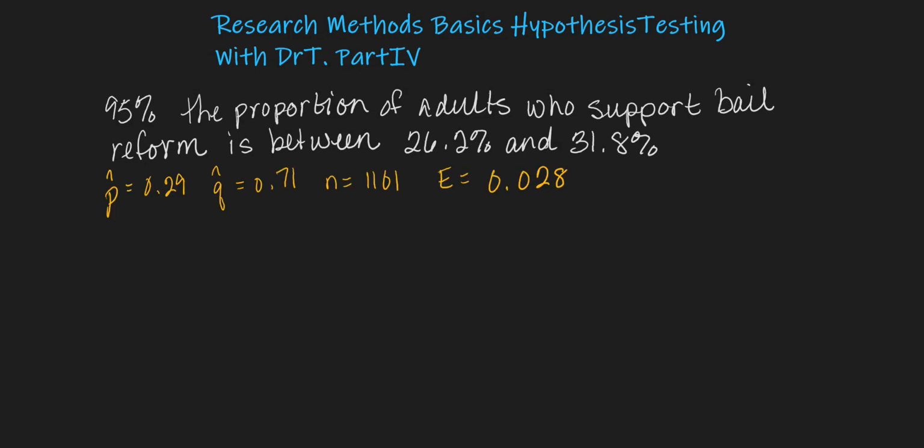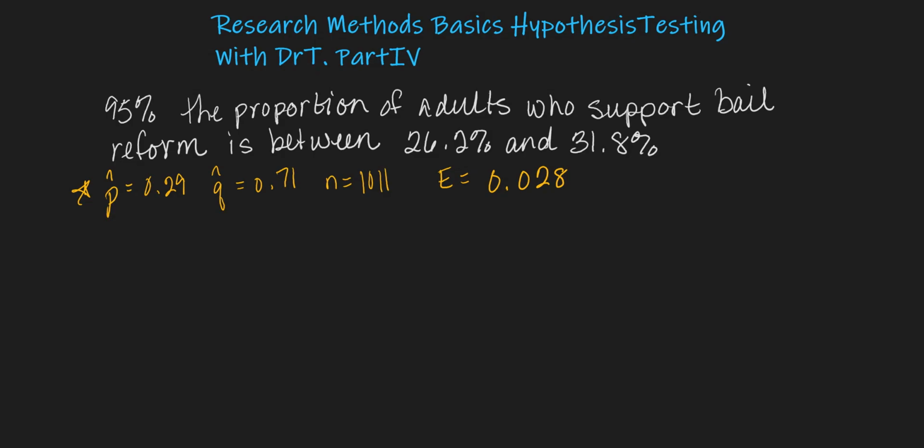So from what we've worked on in our example problems so far, I've gone ahead and given us a little memory jog here. P hat, we've figured that out. Q hat, we got it. N equals 1,000. I think I changed that. I think it's supposed to be 1,011. Pretty sure. And our error was 0.028. We figured those things out, particularly to work on that confidence interval.